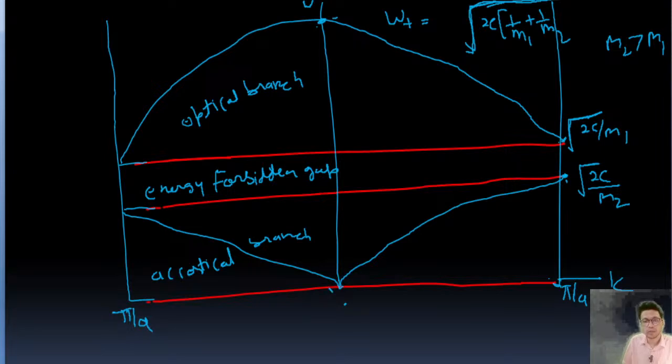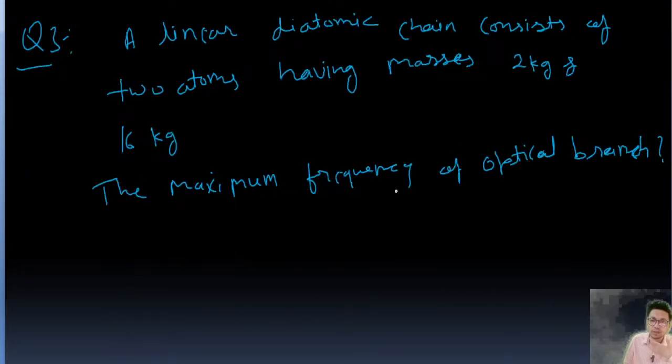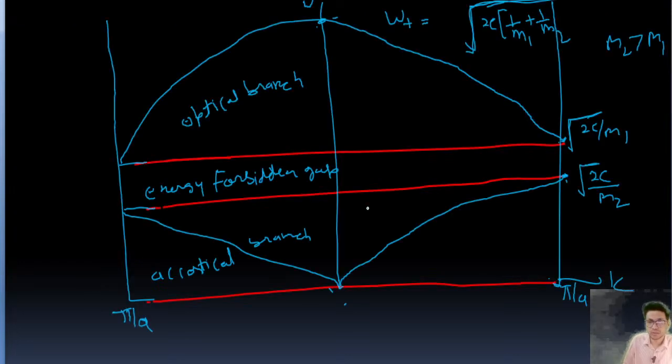Okay, now we'll solve the question. We need to find the maximum frequency of the optical branch. And also, guys, it is given that the value of c is equal to 2. So now I'll solve it. So this is the graph, guys. Please practice this graph so that you can easily solve questions.